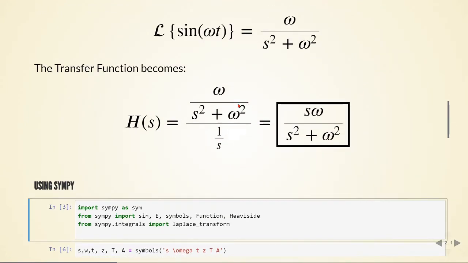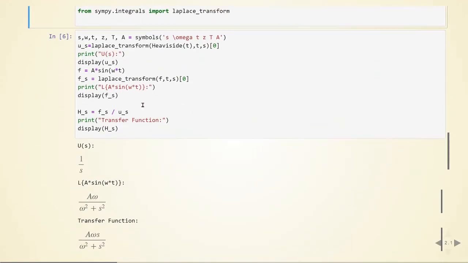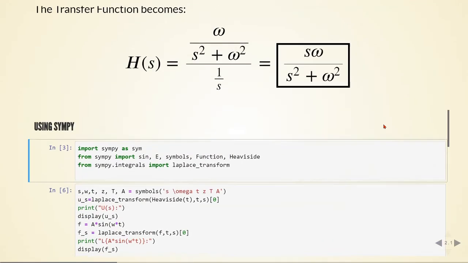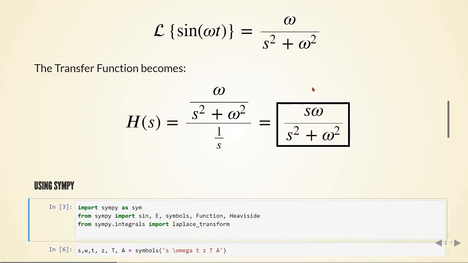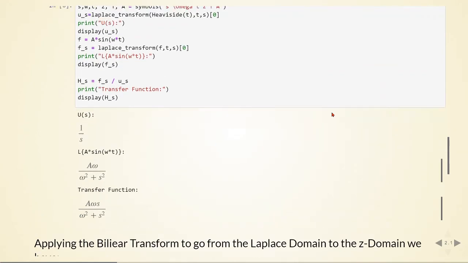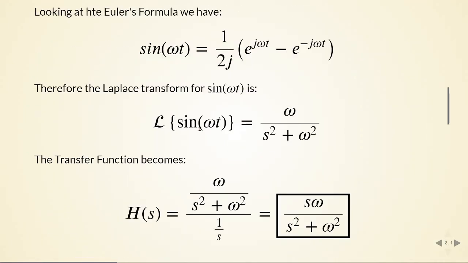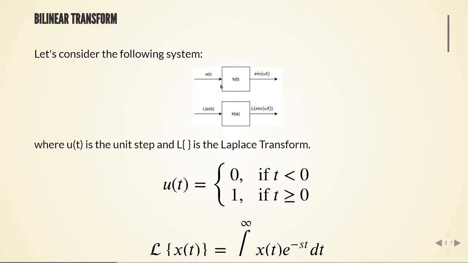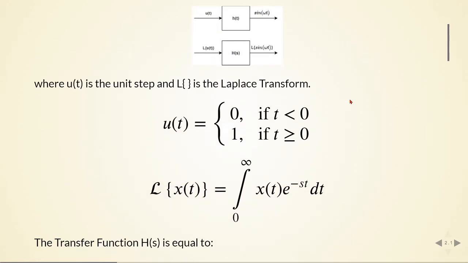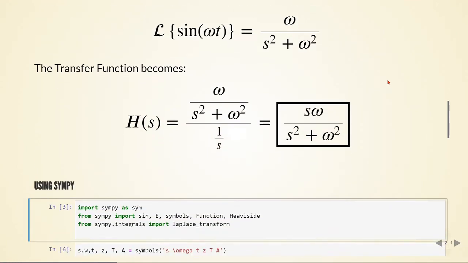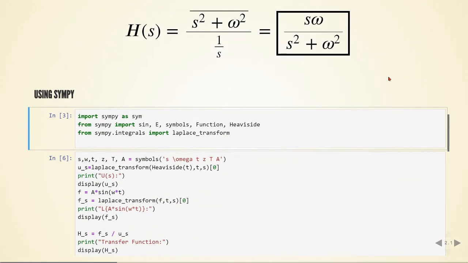And when we plug in the Laplace transform of the sine wave divided by the Laplace transform of the unit step, this is what I'm doing here, we have the transfer function, which is given here, and it's the same result as we have here, just with the amplitude. So now we have the Laplace transform of the sine wave, and so we reached the transfer function. What can we do next? Now we can make this analog system into a digital system using the so-called bilinear transform.